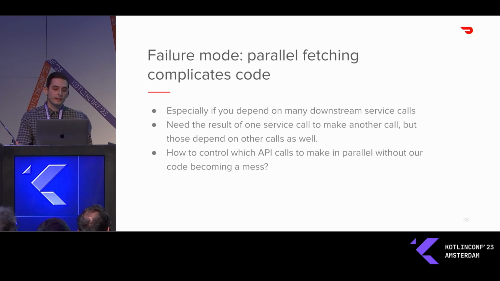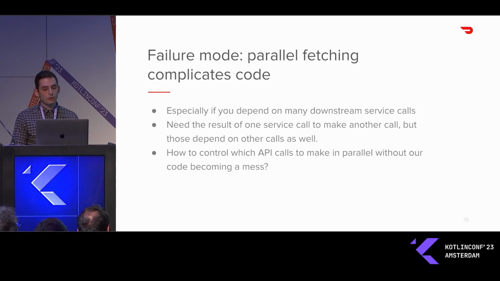Making concurrent requests can often complicate your code and make it difficult to reason about. If you need the result of one call to make another call, but those both depend on a third service, your code can get confusing. And as your business logic grows, the rules about which API calls depend on each other can also change. So relatively small features require a complete rewrite of all of your data fetching code.